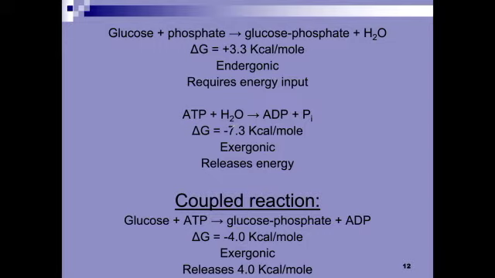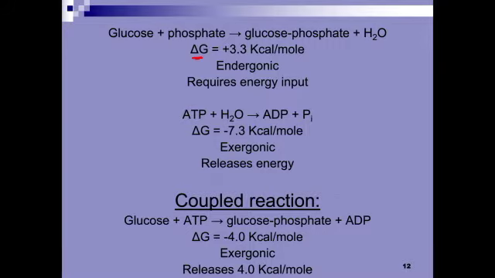So I'm going to skip ahead to this slide here and we'll go back. Here I have glucose and phosphate. I need to get this phosphate onto glucose. So glucose plus phosphate gives me a glucose phosphate and H2O. This is one of the very first steps in the metabolism of glucose. The first thing our cells do is add a phosphate group to glucose. Now the delta G, the change in free energy required for this, is positive. I have to input 3.3 kilocalories of energy in order to add this phosphate to glucose.